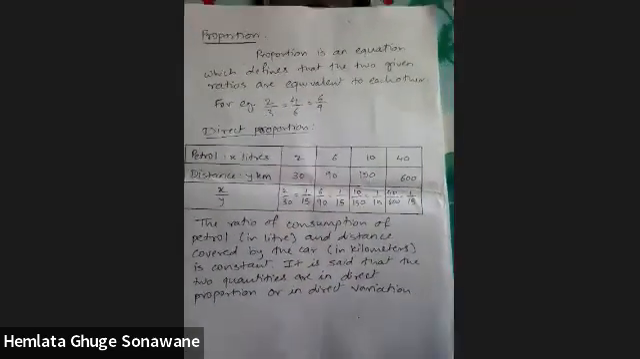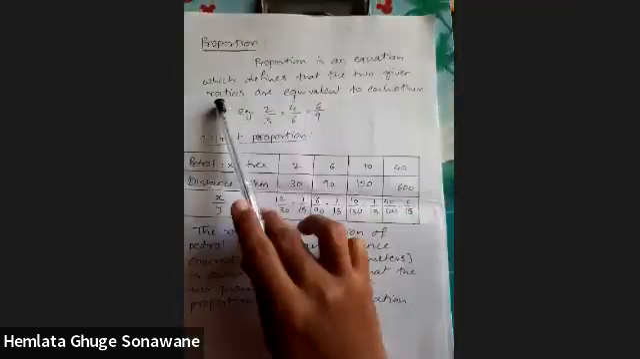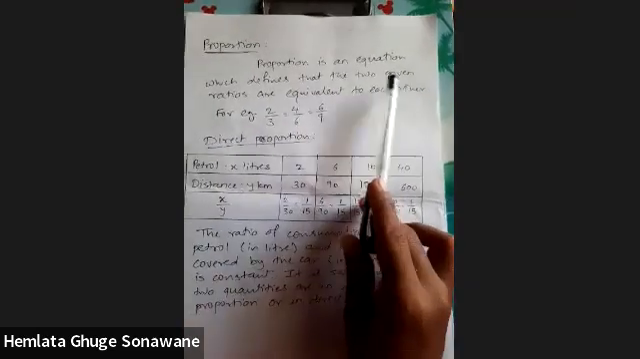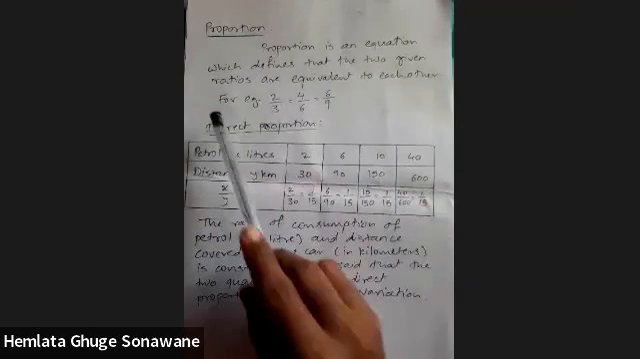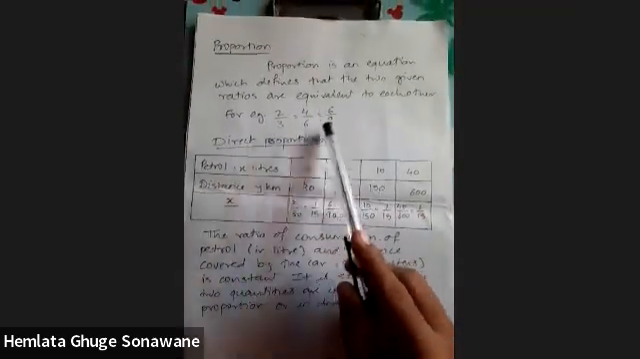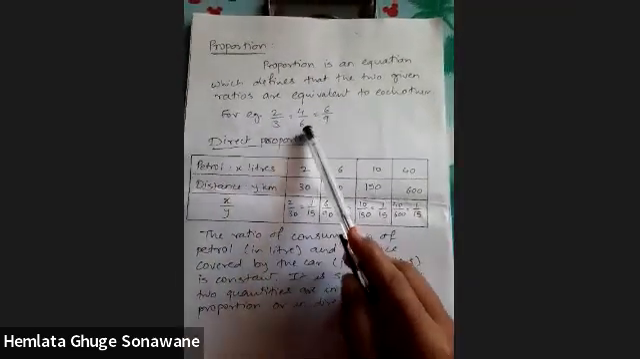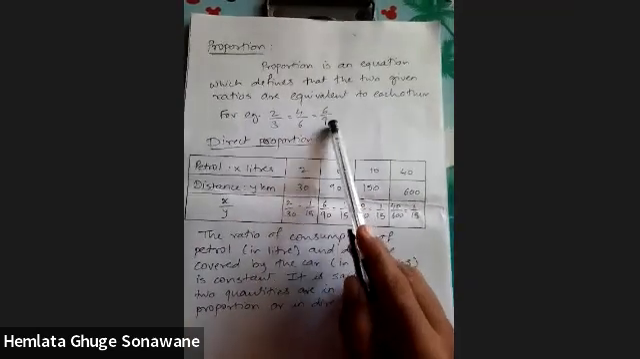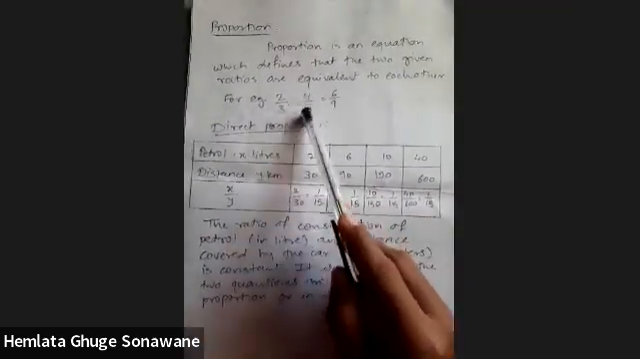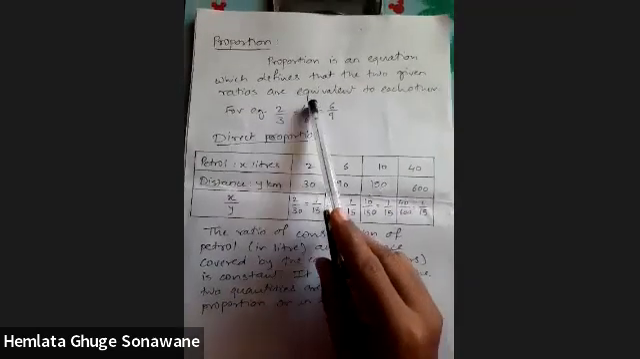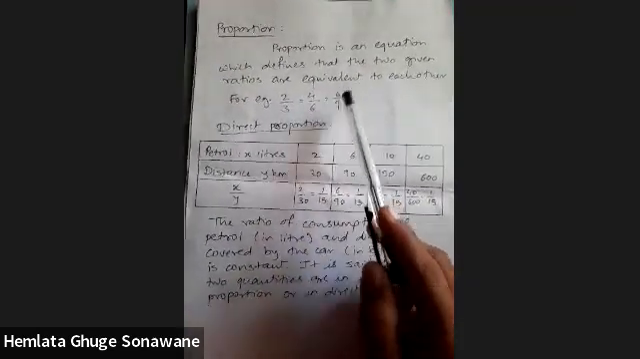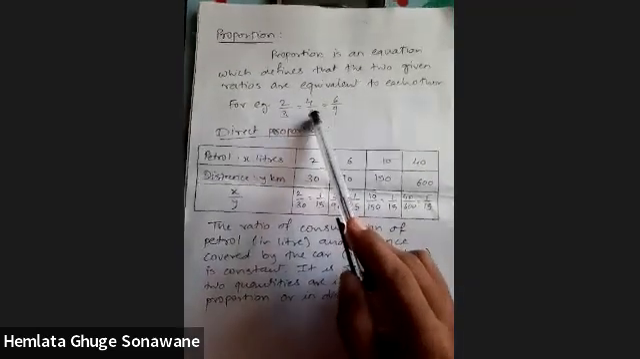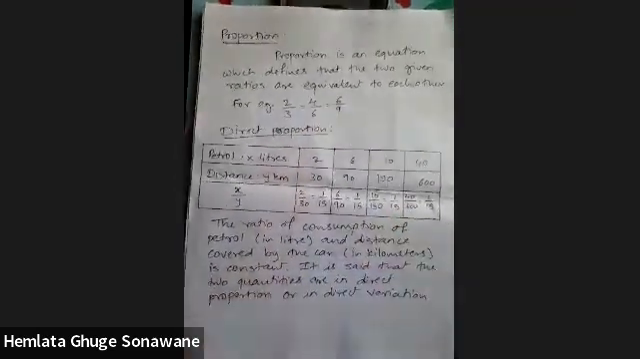Next is proportion. Proportion is an equation which defines that two given ratios are equivalent to each other. For example, 2/3 is equal to 4/6, which is equal to 6/9. The same way, if we simplify this, it becomes 2/3, and 6 upon 9 also becomes 2 upon 3. We'll divide here by 2 and here by 3.